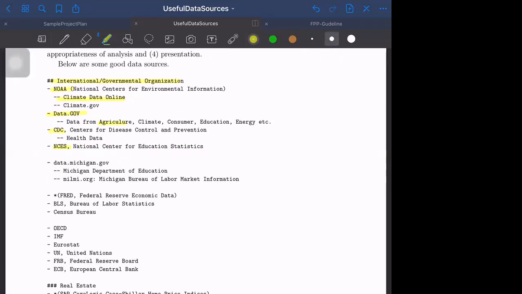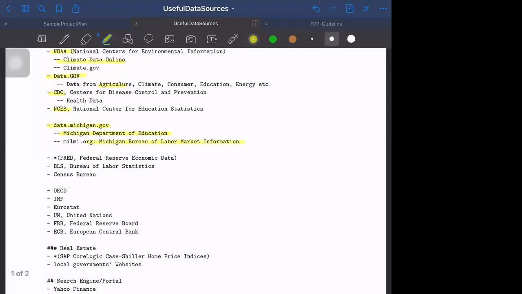And also local government, for example, data.michigan.gov includes some data sets. Michigan Department of Education has a lot of data sets, and the Bureau of Labor Market Information has more comprehensive labor market data than the Bureau of Labor Statistics data. I mean, more local data, city level data, for example.